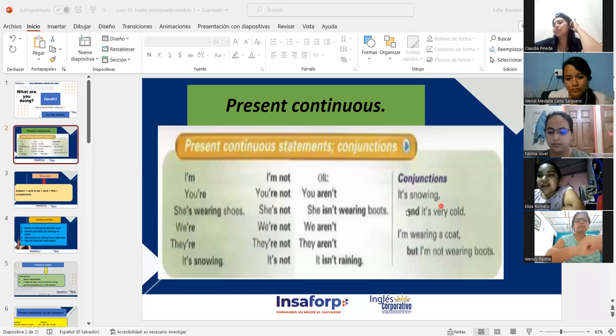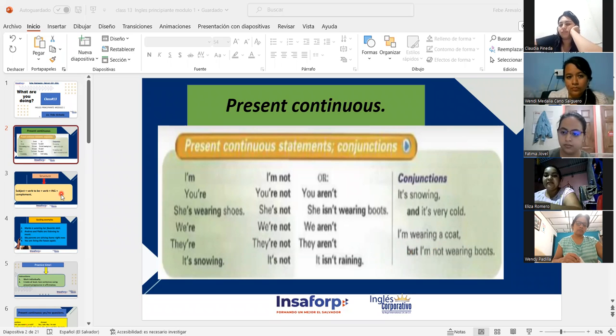Elisa Romero, please. It's snowing and it's very cool. I am wearing a coat, but I am wearing boots. Repeat. I'm wearing a coat. I'm wearing a coat. That's correct. Very good. Thank you. Now, let's check the following.